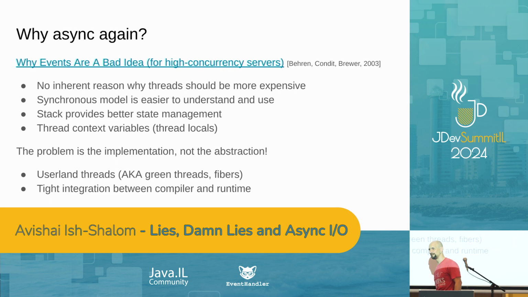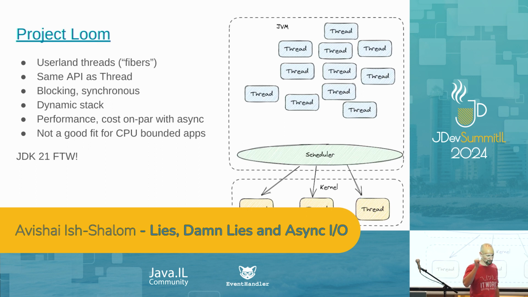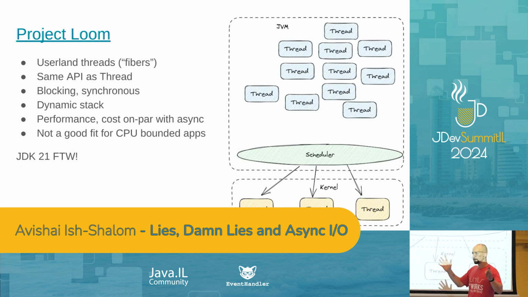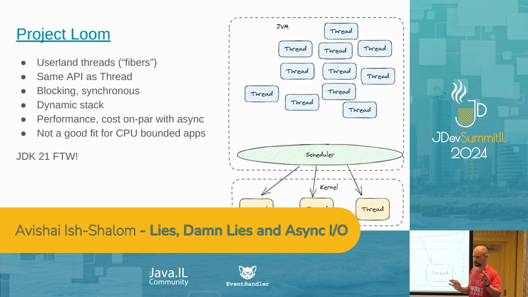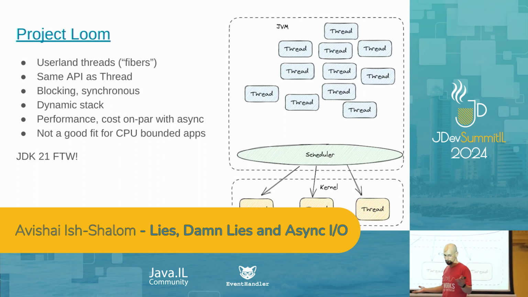Guess what we have in the JVM? We have tight integration between compiler and runtime. Amazing. So we get Project Loom. Project Loom basically means that now the threads are no longer coupled one-to-one to kernel threads. We can have a mapping between a small number of kernel threads, one per CPU, or one per core actually, or slightly higher than this, and any amount of user-land threads that we want to spawn.